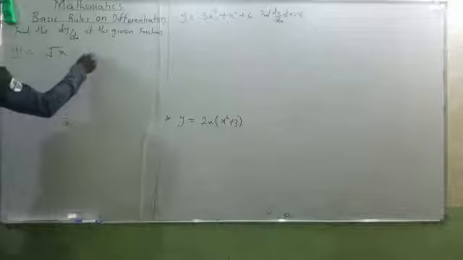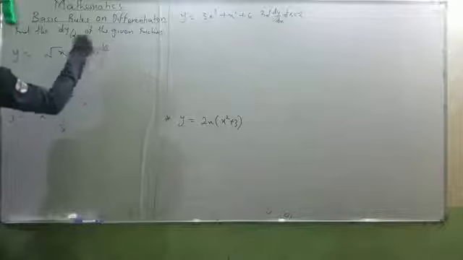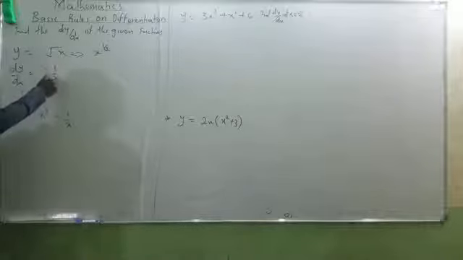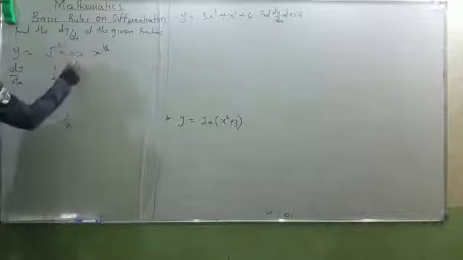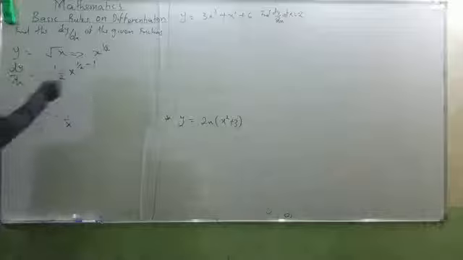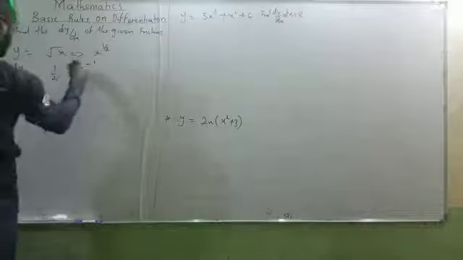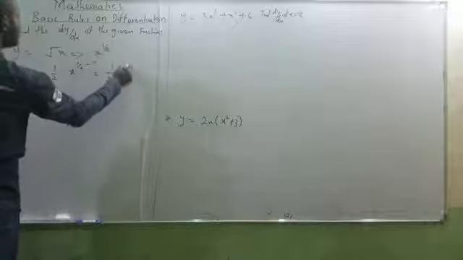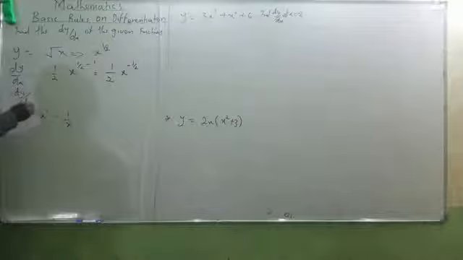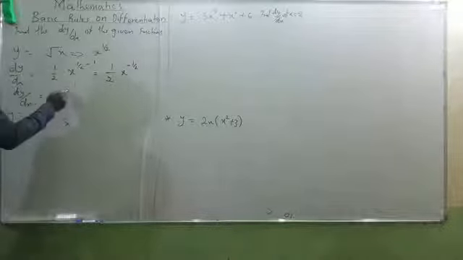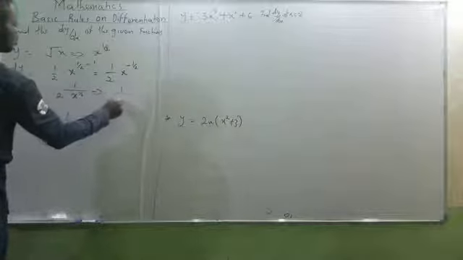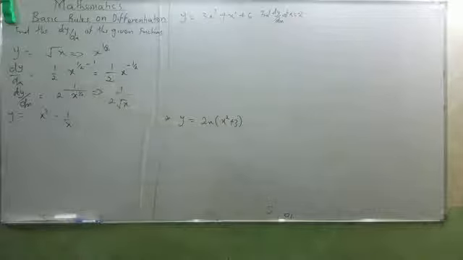Now, you look at this. I can write this as x to the power 1 over 2. Take note of that. dy/dx will be equal to 1 over 2, take note, I'm bringing down the power, x raised to the power 1 over 2 minus 1. Now, this will be 1 over 2 x raised to the power minus 1 over 2, which I can write as dy/dx equals 1 divided by 2 x raised to the power 1 over 2, which is also the same thing as 1 divided by 2 root of x. Take note of that. That is my answer for that.